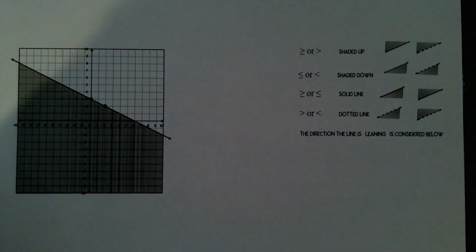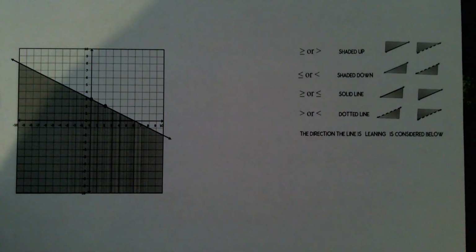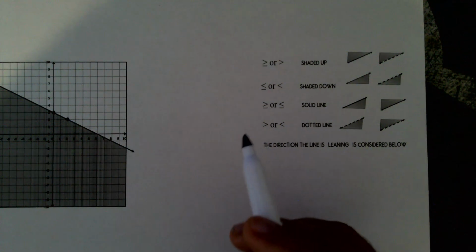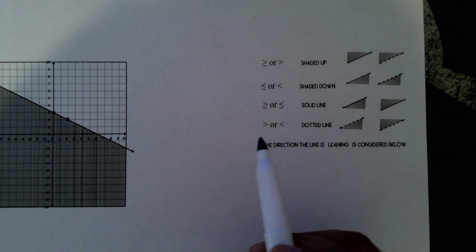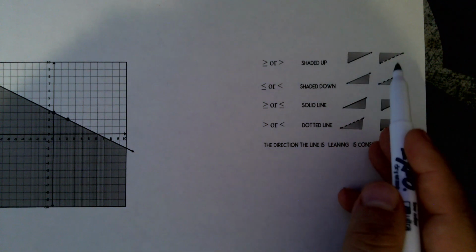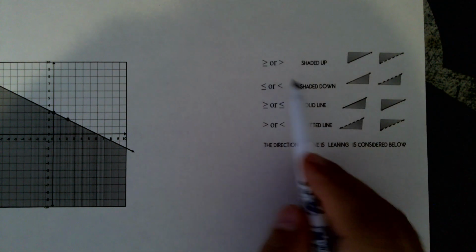All right, so we're going to write a linear inequality from a graph. There's a few rules to keep in mind, and that has to do with whether the line is dotted or solid and whether it's shaded up or down. So we can look over here for examples of this, and then we can see what each means.